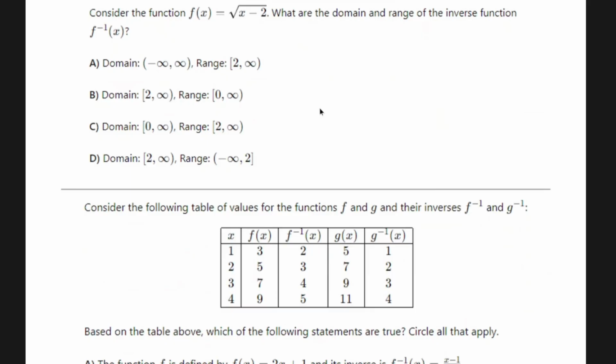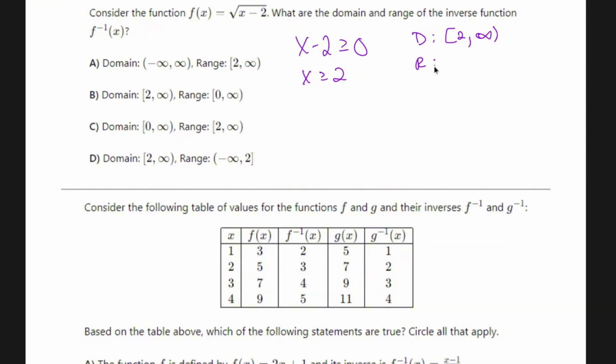What are the domain and range of the inverse function of f? I'm not finding out what the inverse is. I just want the domain and the range of its inverse. So why don't I just find the domain and range of f and then swap them? You need everything inside the square root to be greater than or equal to 0 in order for it to work. So x is greater than or equal to 0. If you add 2, x is greater than or equal to 2. That's my domain. So my domain for f of x is 2 and greater.